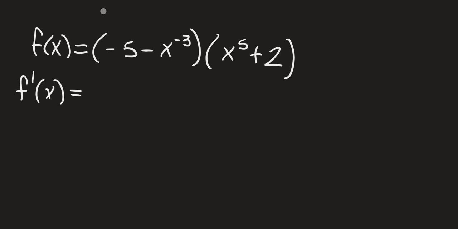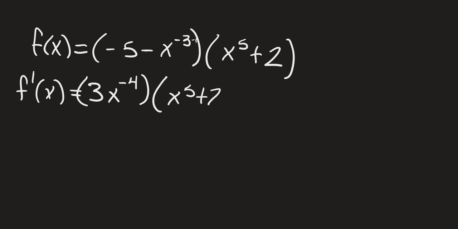F prime of x equals the derivative of the first is going to be 3x to the power of negative 4. The negative 5 disappears, and we're going to multiply negative 3 times the negative 1 in front of x. That gives us positive 3. And whenever we're taking the derivative, we have to subtract the exponent by 1. Negative 3 minus 1 is negative 4. And we're going to multiply this by the second left alone, which is x to the 5th plus 2.